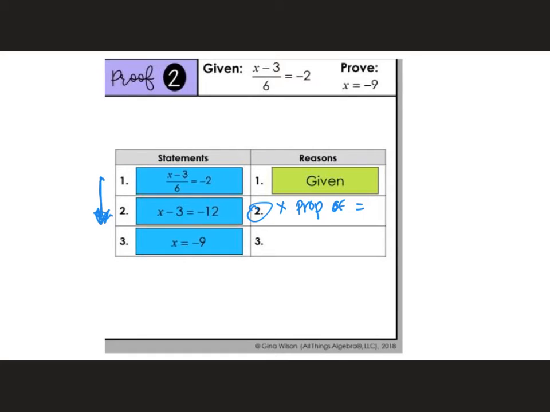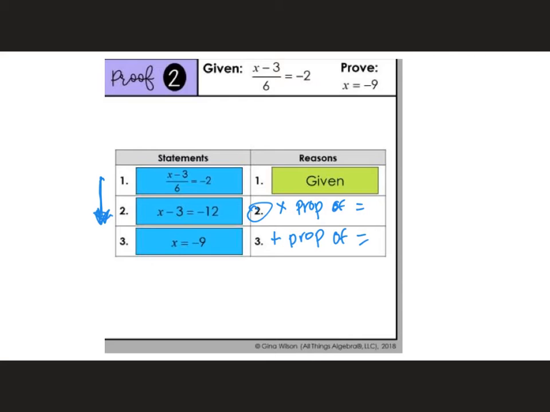Now let's look at step 2. What is different between step 2 and step 3? What changed? There's no minus 3. How do we get rid of that minus 3 from 2 to 3? What's the opposite of subtracting 3? It's adding 3. It's the addition property of equality.